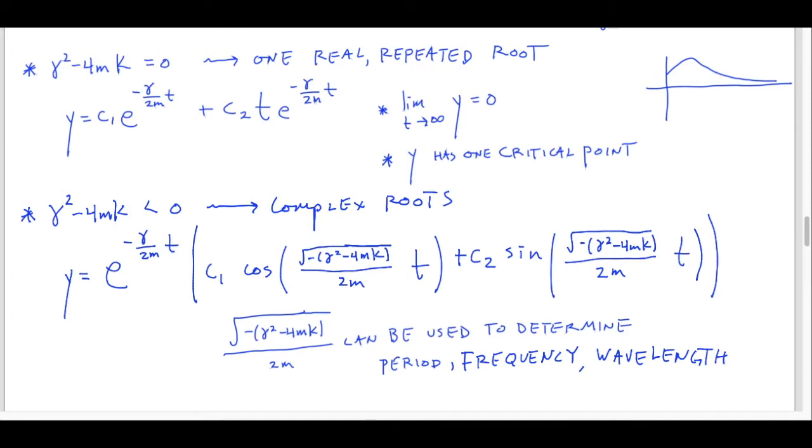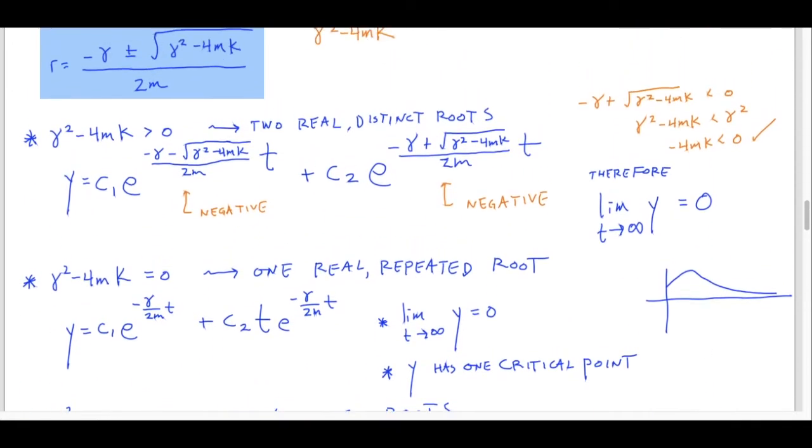Some terminology that's commonly associated with these three cases has to do with how much oscillation the system experiences. If we scroll back up to our first case, we said that in the first case, solutions simply tend toward equilibrium. They exponentially approach equilibrium.